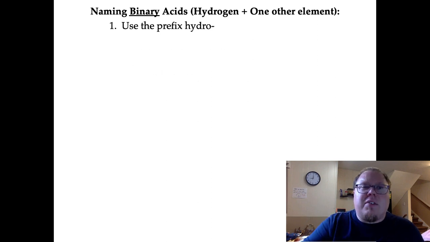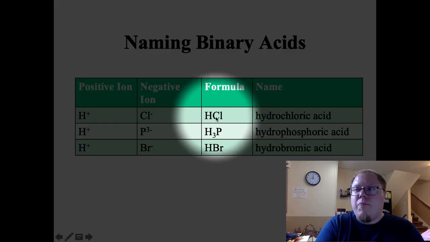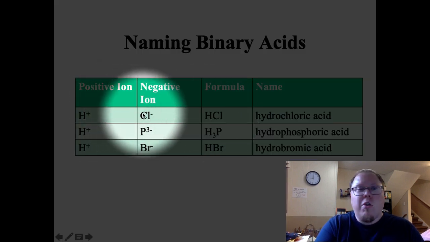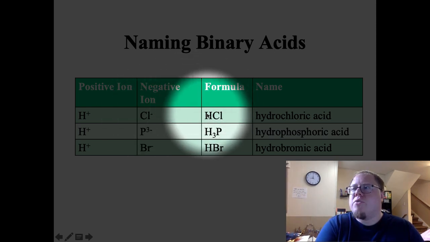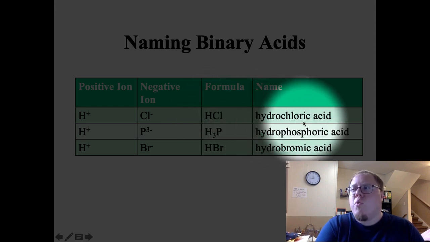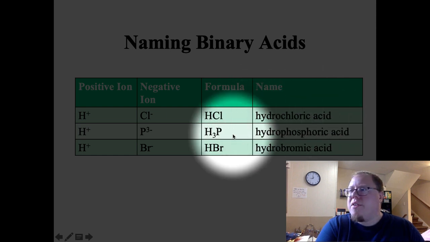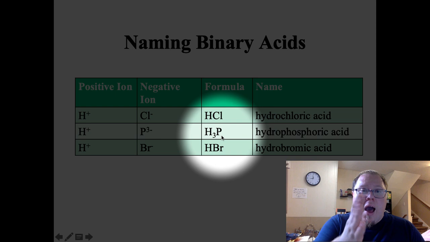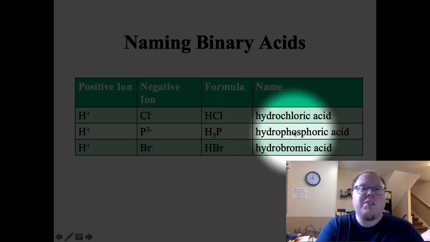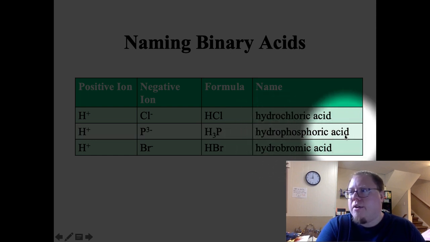So if I go back to this slide here, this first one, we have HCl. So we have hydrogen with chlorine, which we call chloride. So we're going to change this from hydrogen chloride. We add hydro to it because it's a binary acid. Chlorine, change the ending to ic, chloric acid, hydrochloric acid. Hydrochloric acid. This next one here, we have hydrogen with phosphorus. So hydro, then phosphorus, change the ending to ic, so phosphoric, hydrophosphoric acid.